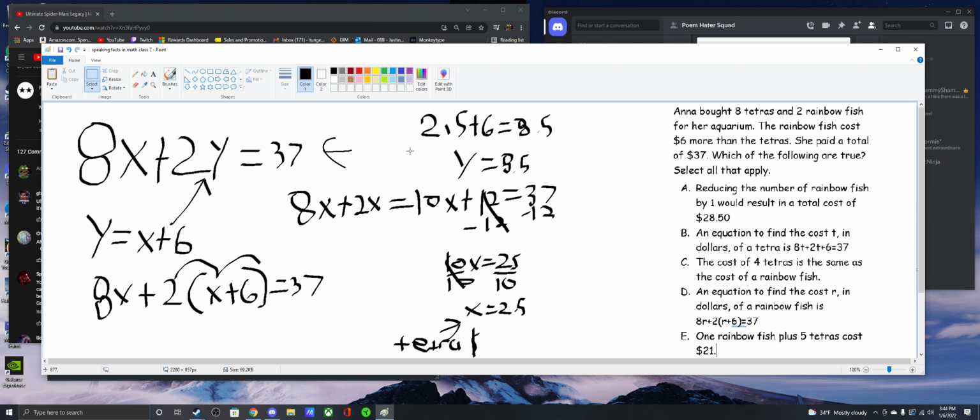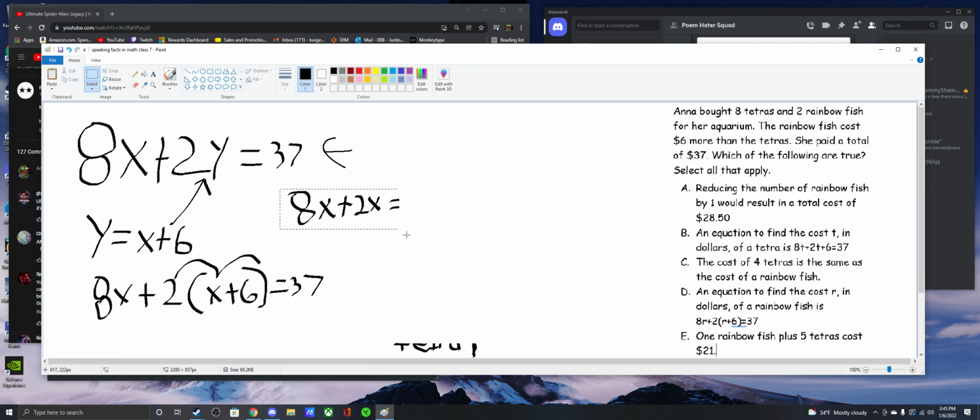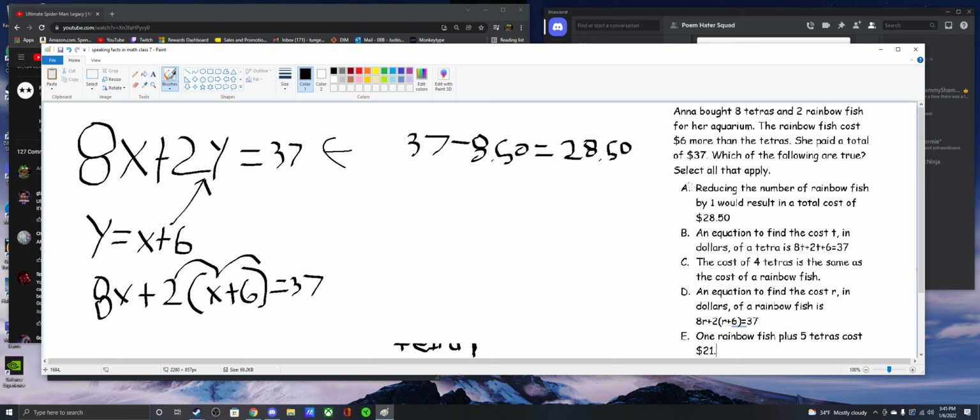And I'll just erase this. So the first multiple choice reads, reducing the number of rainbow fish by 1 would result in a total cost of $28.50. So we can just do that out. We know rainbow fish is 8.50, so we do 37 minus 8.50. And that would in fact get us 28.50. So we would circle A.